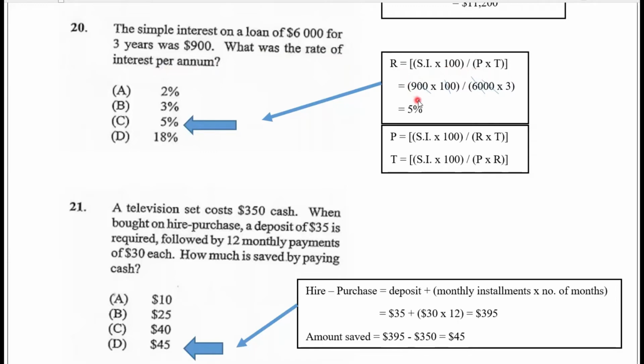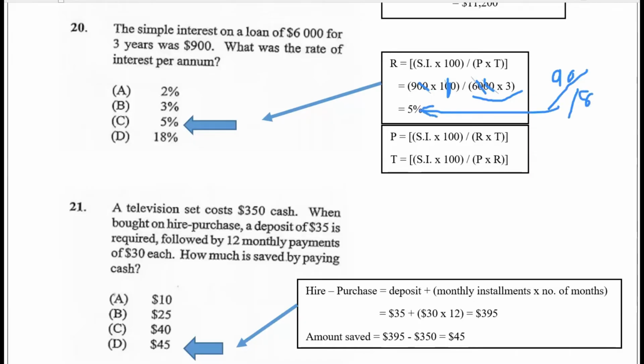So it would be 900, which is the simple interest, by 100 over your principal, which is 6,000 by 3 years. Crossing out zeros, cross out 2 zeros here with 2 zeros and maybe another 0 with 1 here, and remain with 9 by 10 is 90. 90 over 6 by 3 is 18. So you remain with 90 over 18 and you will get 5%.